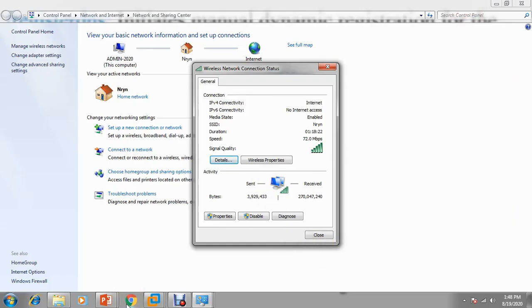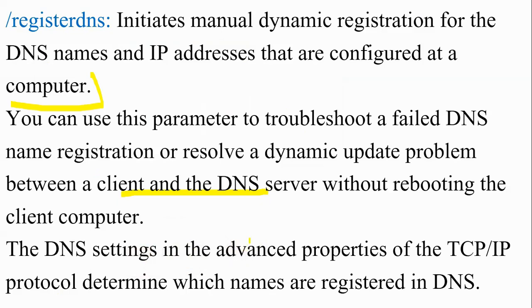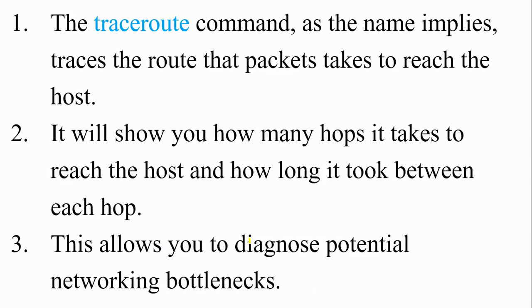Next guys, the next command is known as traceroute. Basically, the traceroute command we will run on routers. The traceroute command, as the name implies, traces the route that packets take to reach the host, and it will show you how many hops it takes to reach the destination from the source. Very simple. This allows you to diagnose potential networking bottlenecks.